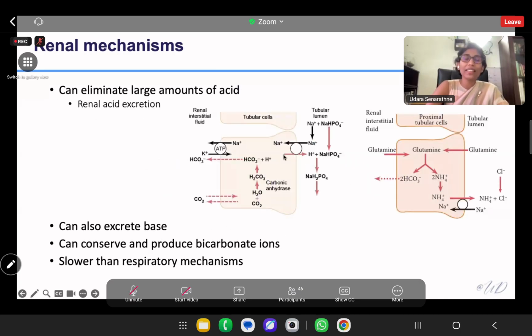The other one is the renal mechanism. You can eliminate large amounts of acids in the urine, and this is not only to excrete acids, but you can also excrete bases as well. But mainly it's the acids, because that is where we end up going most of the time. However, you can use it in both instances. You can put out acids and bases as well. So here you have phosphate buffer and the ammonia buffer, which will help excrete acids. And this is slower than respiratory because it takes several days.